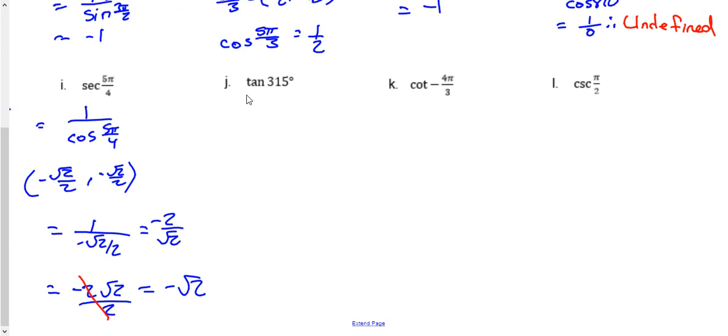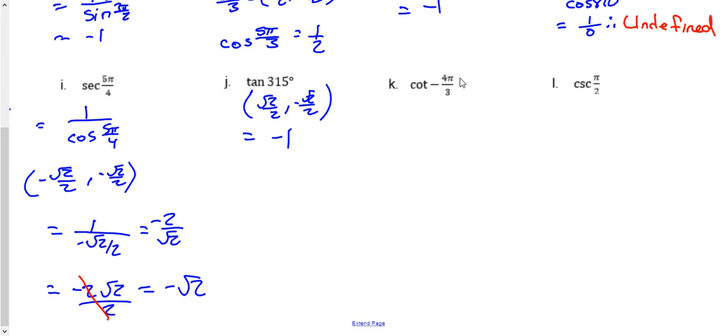315 is the same thing as saying root 2 over 2 positive and a negative root 2 over 2. So again, tangent is y divided by x, which is just ultimately -1. Cotangent on this one here is x divided by y, because it's the reciprocal.